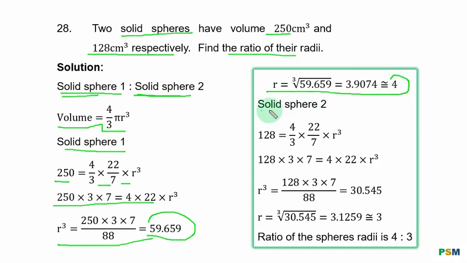Solid sphere 2, the volume is 128. If you carry out similar operations here, you have the radius to be approximately equal to 3. Therefore, ratio of the spheres' radii is 4:3.